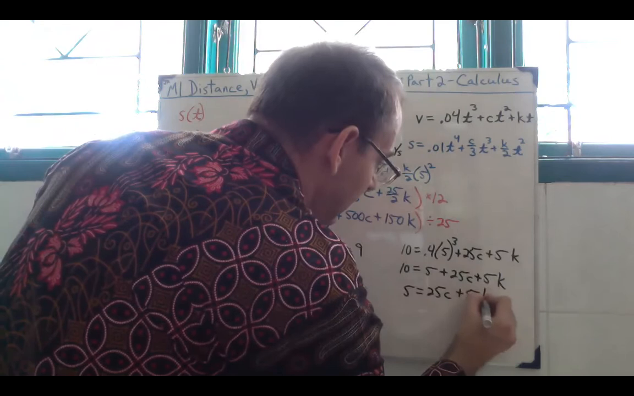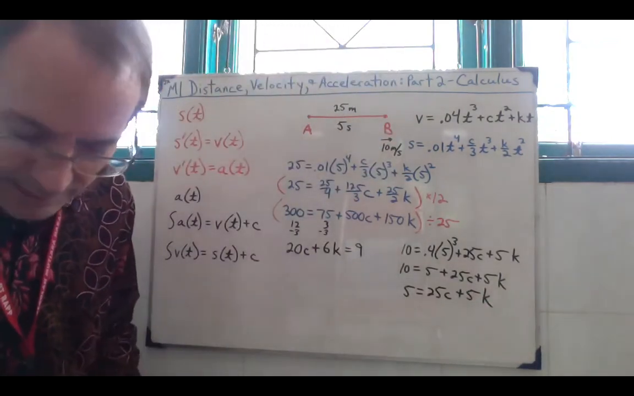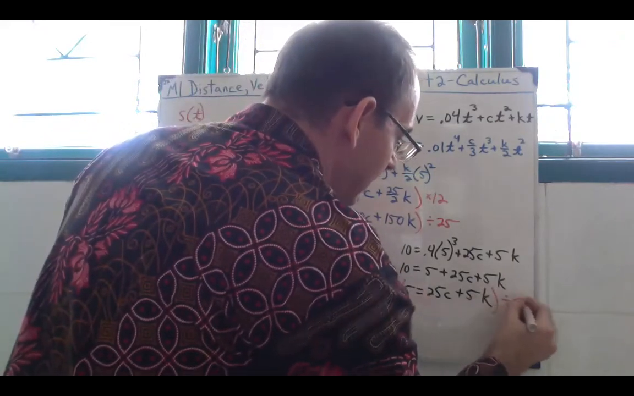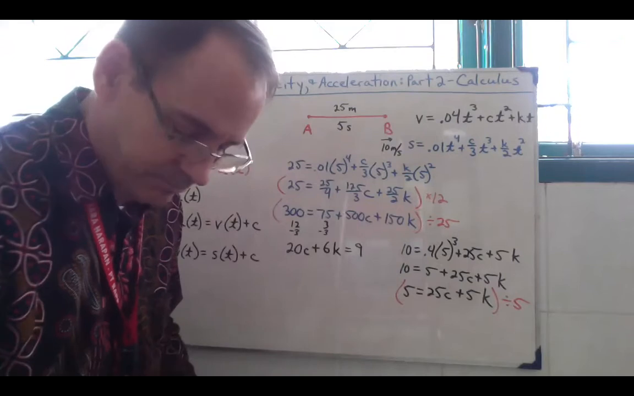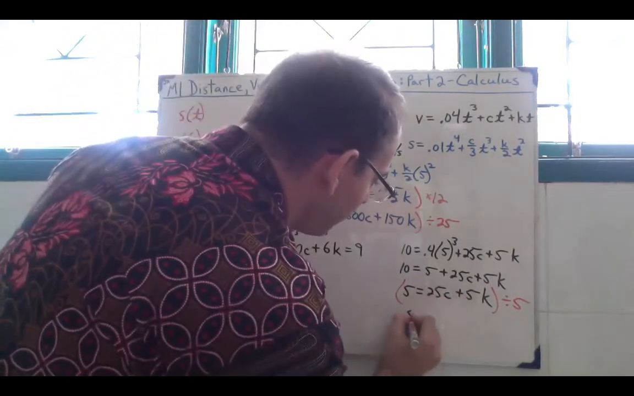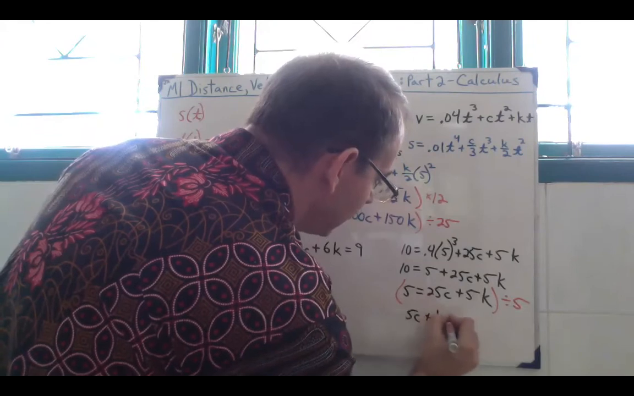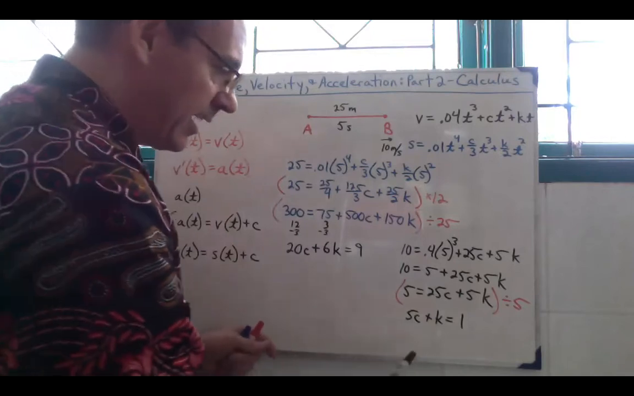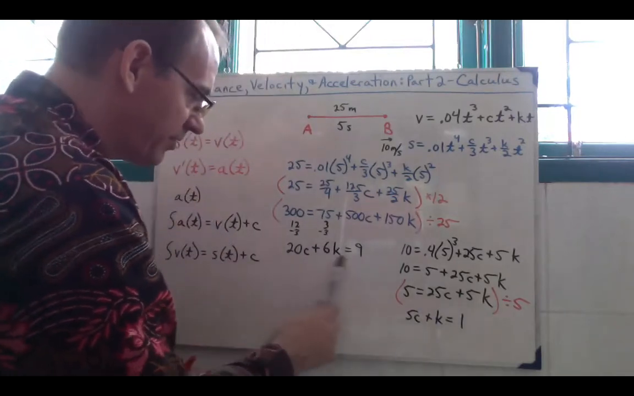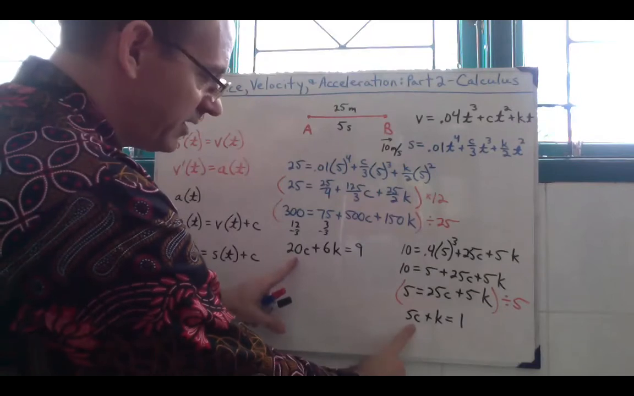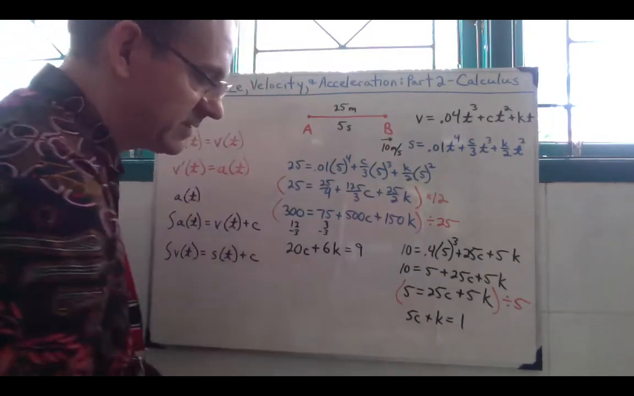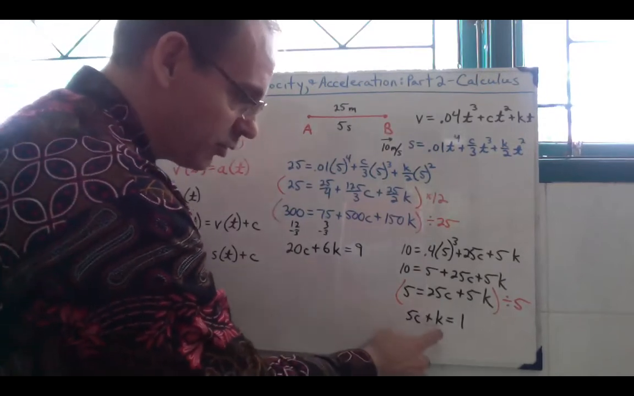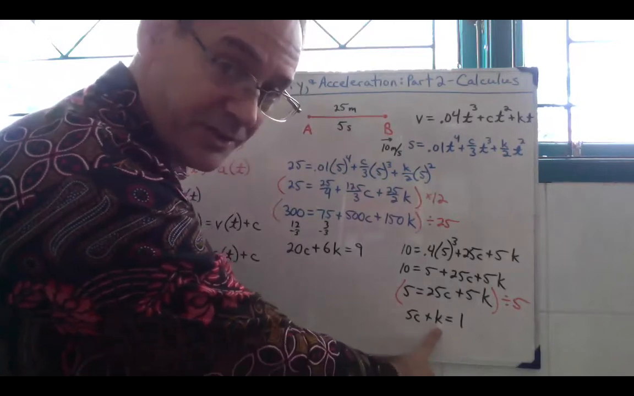25C plus 5K. Notice everything is divisible by 5. So if we divide by 5, some of your work is just simplifying. We get 5C plus K equals 1. Now, when we look at this equation with this one here, we see the C's are lined up, the K's are lined up, and our constant is lined up. What we want to do is get a coefficient that's the same. You could solve for K and substitute.